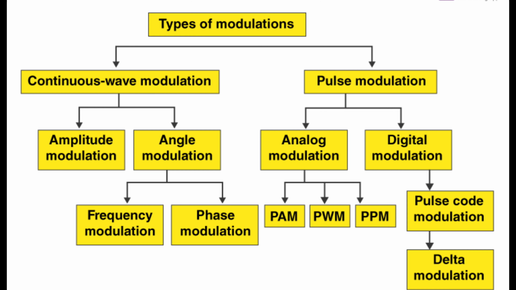What are the types of modulation techniques? The basic block diagram of types of modulation techniques is: continuous wave modulation and pulse modulation, analog modulation, digital modulation. Analog modulation is again classified into PAM, PWM and PPM: pulse amplitude modulation, pulse width modulation, pulse position modulation. Digital modulation is classified into pulse code modulation and delta modulation.